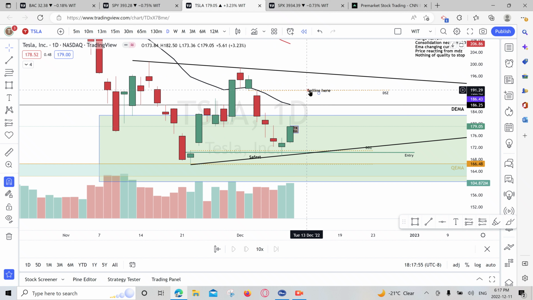Now, the question is, I am holding it, but the futures are red, so Tesla should be red, right? And most of the people sold at 180, 182 levels, but I didn't sell. So let's see what happens.